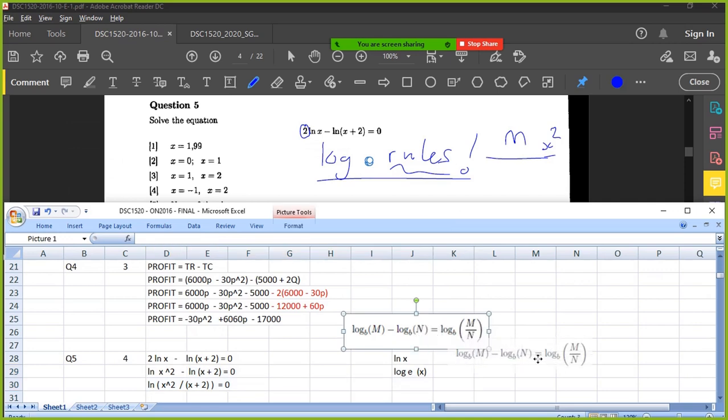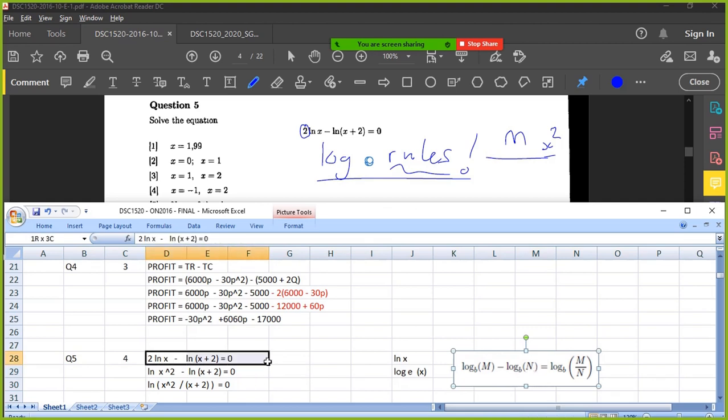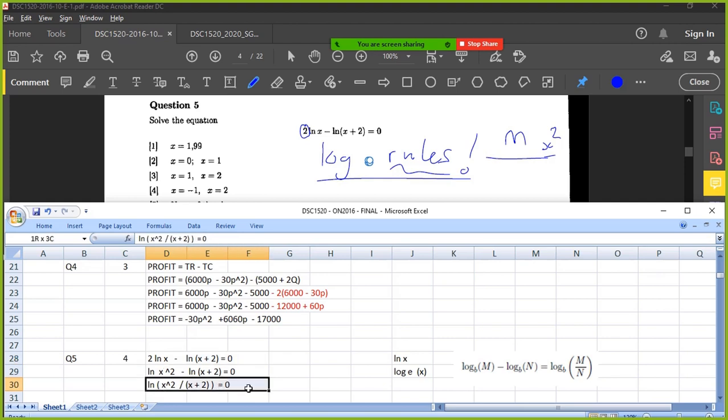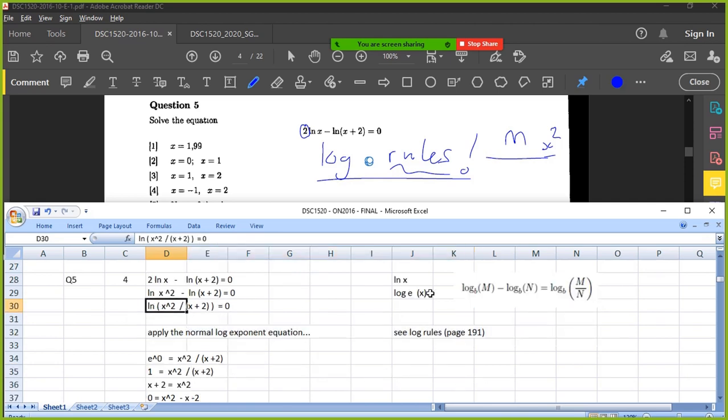Okay, so that's the rule. I'm going to keep that there, and I'll even update this and save it, so you've got more workings in here. When you have that formula, because you've got 2 ln x minus ln bracket x plus 2, that 2 needs to be multiplied into the x because of the log rules. So that's what you actually get. Once you've got that, then you can solve. Apply normal log exponents. Remember, log base e is ln. Do you agree?